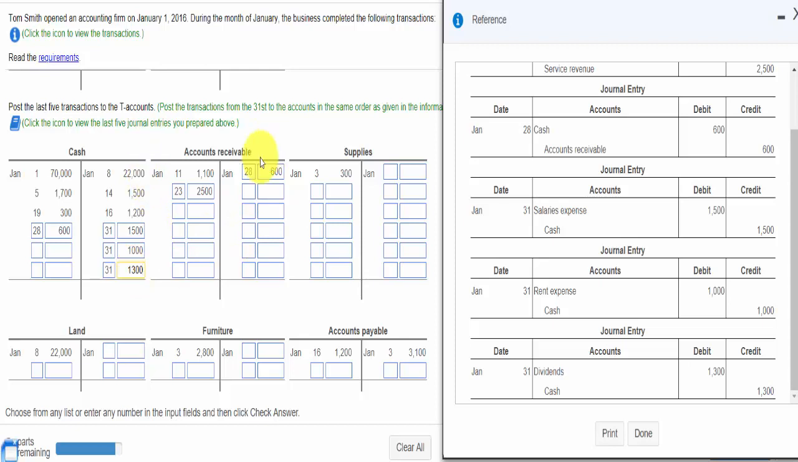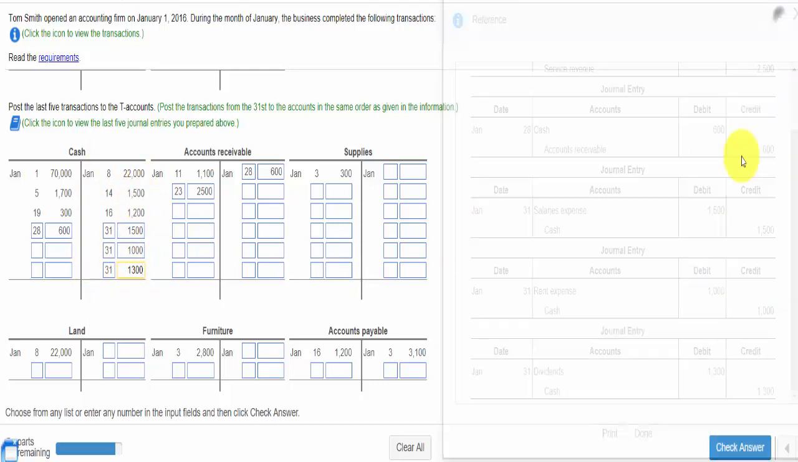Here you will see the cash account is used a lot, because cash is the backbone of our business. A lot of transactions involve cash. So the cash account is almost filled. We will check our working.